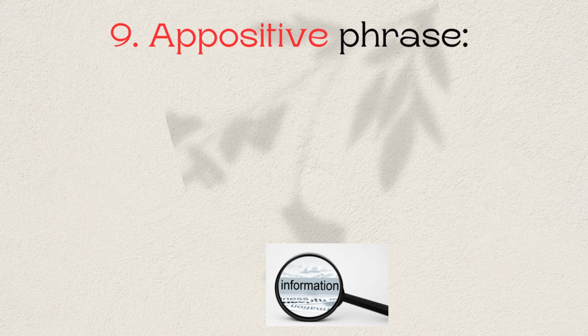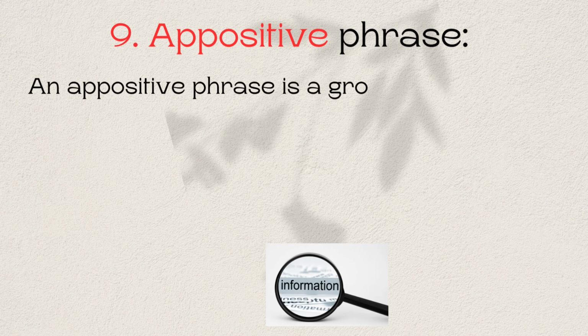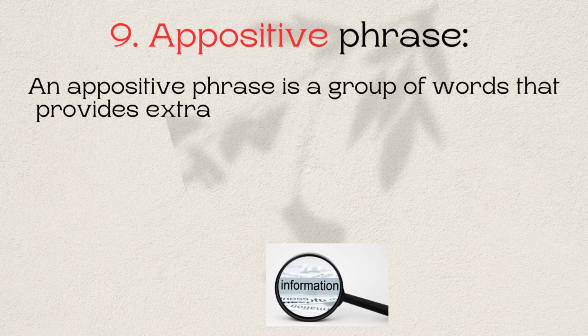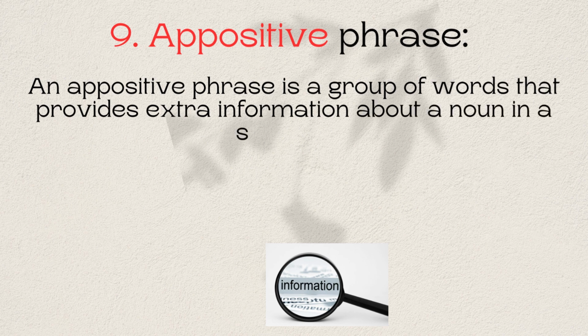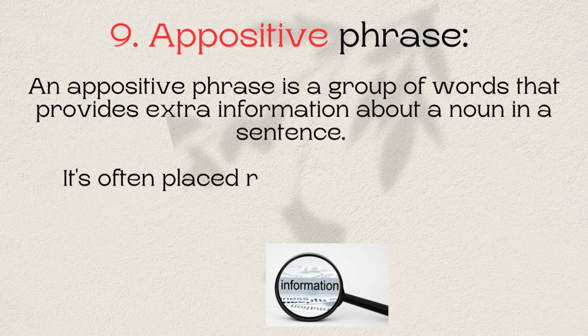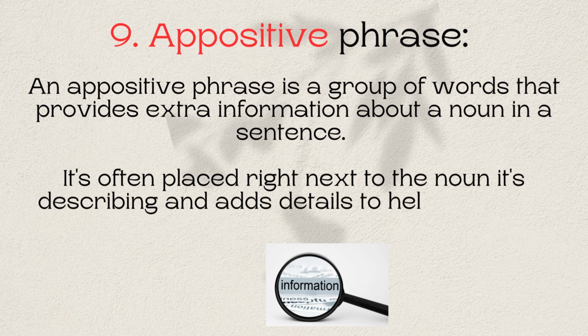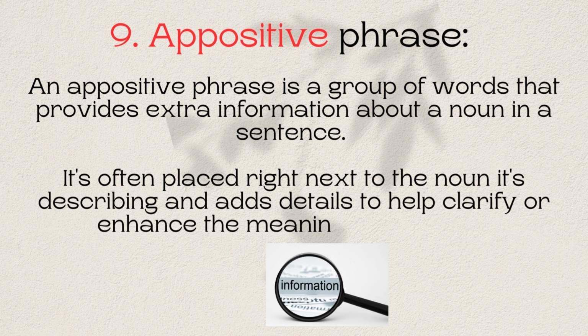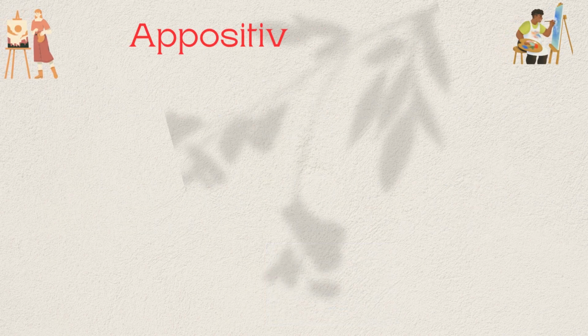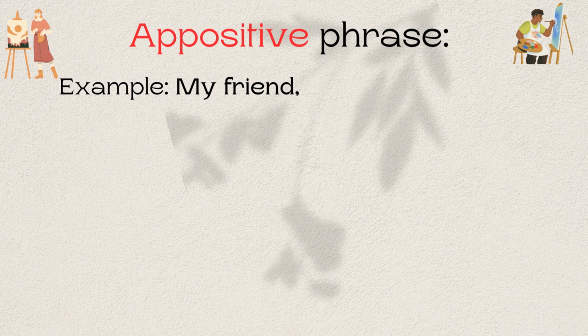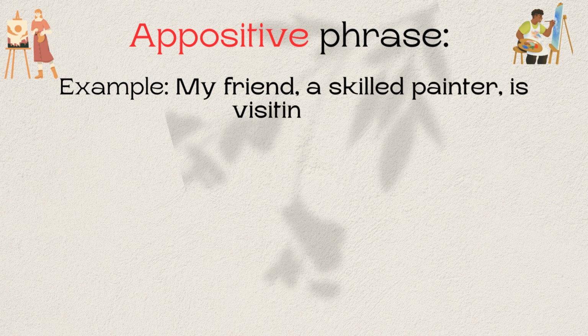The ninth type is appositive phrase. An appositive phrase is a group of words that provides extra information about a noun in a sentence. It's often placed right next to the noun it's describing and adds details to help clarify or enhance the meaning of that noun. For example, my friend, a skilled painter, is visiting us.